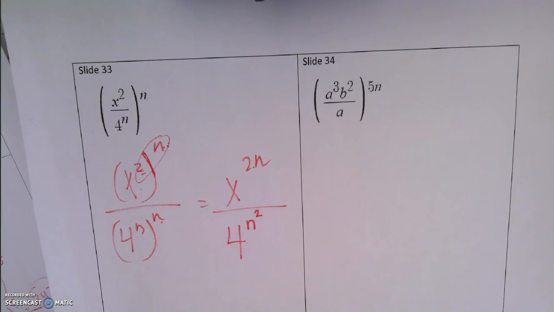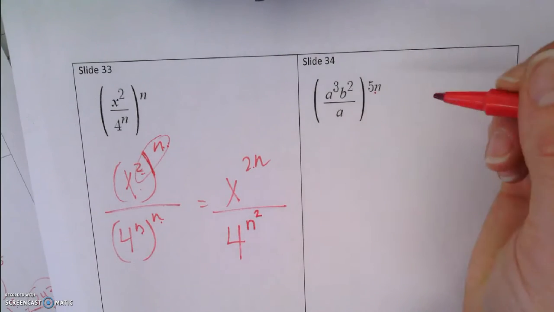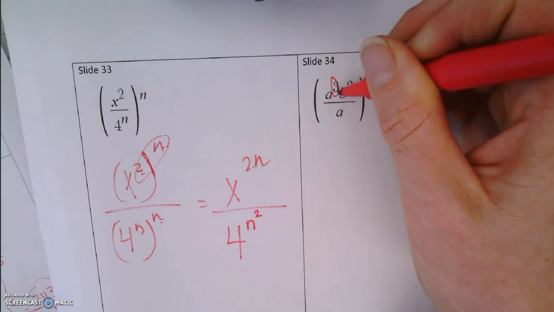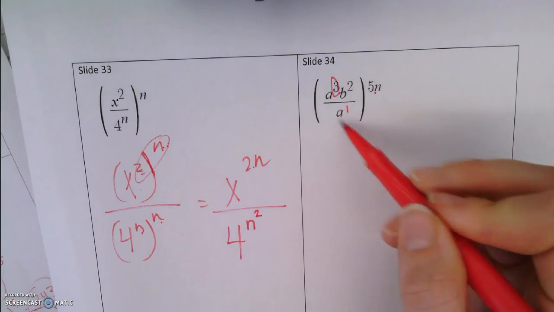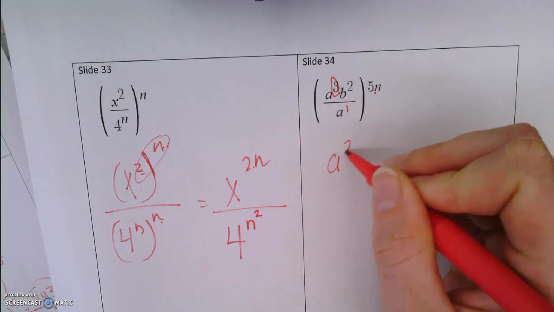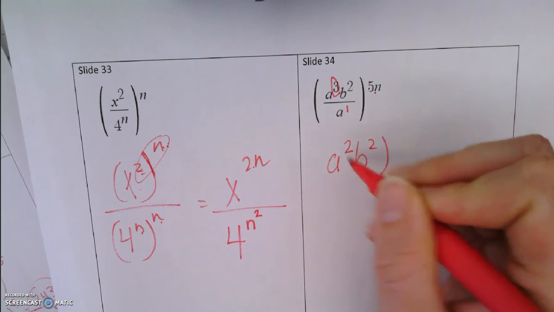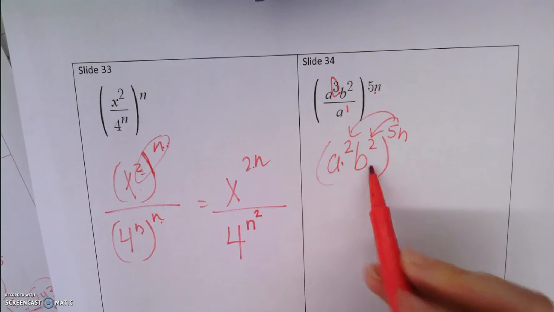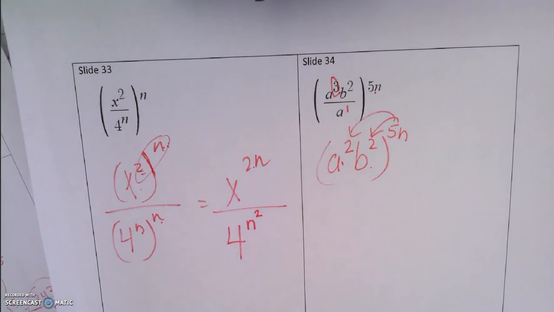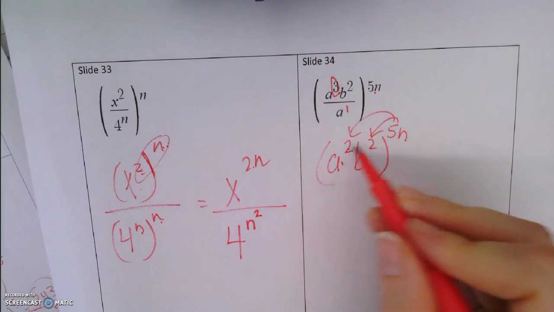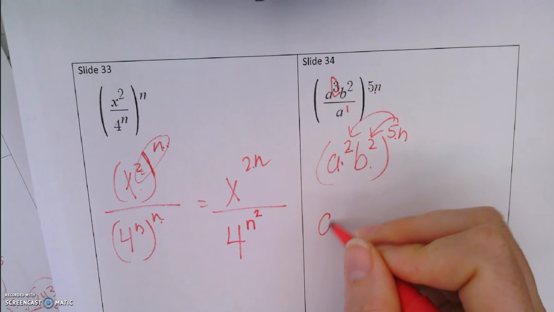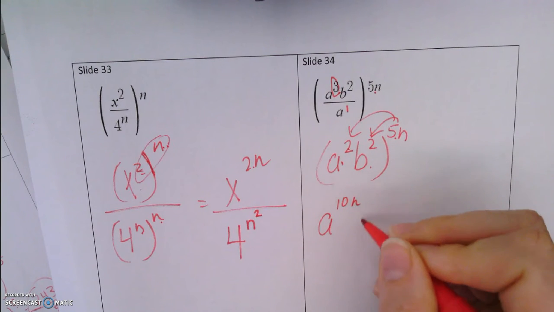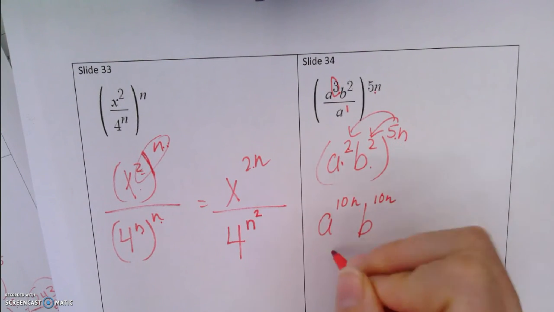On slide 34, I have 5n as an exponent. I can do some simplifying here. One factor of a will cancel out. I'll have a squared, b squared raised to the 5n power. That exponent needs to be applied to each factor on the inside. Power to a power. Multiply. 2 times 5n is 10n. a to the 10n, b raised to the 10n power.